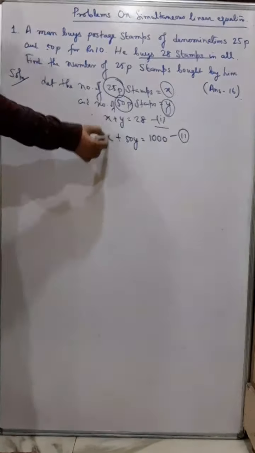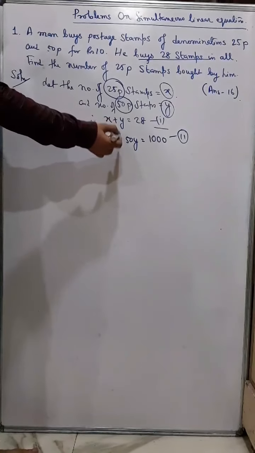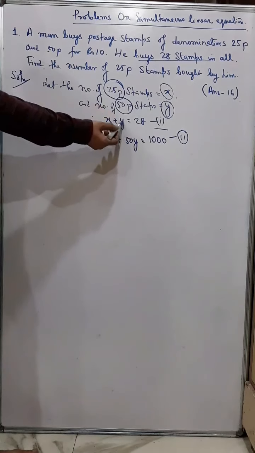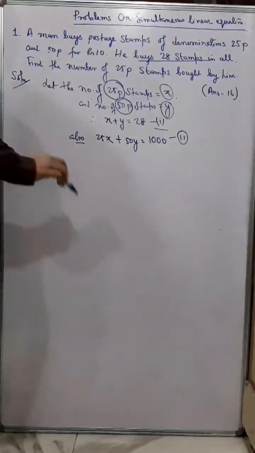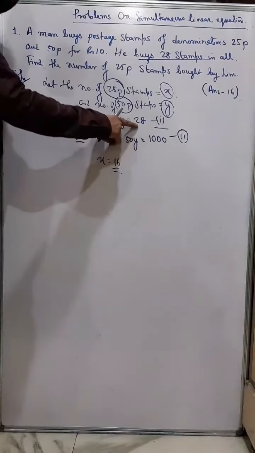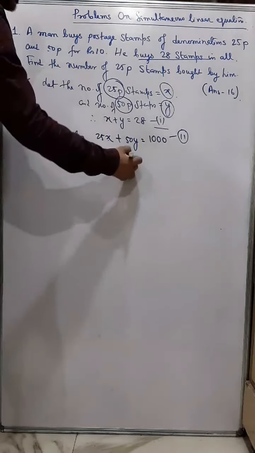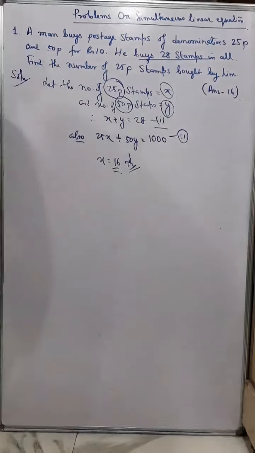Now you can simply solve these two equations by elimination, or you can also do substitution, it's very easy. But generally you should always prefer the elimination method, as I told you before, it is better. So when you solve this, finally you get x equals 16 and y equals 12, because the total number is 28. So you will get that answer. Okay, understand?